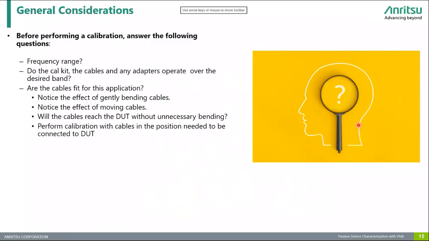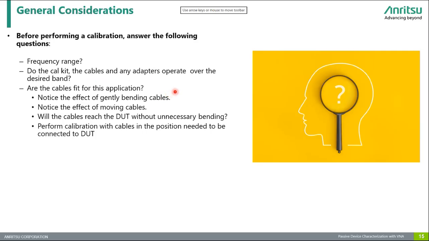Before we perform any calibration on a vector network analyzer, it is essential to consider a few practical but critical factors that can significantly affect measurement accuracy. First, always confirm the frequency range of your measurement. This ensures that your calibration kit, cables, and adapters are all rated to operate effectively over the desired band. Using components outside their specified range can introduce significant errors.